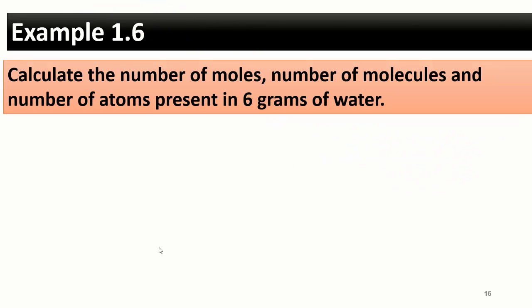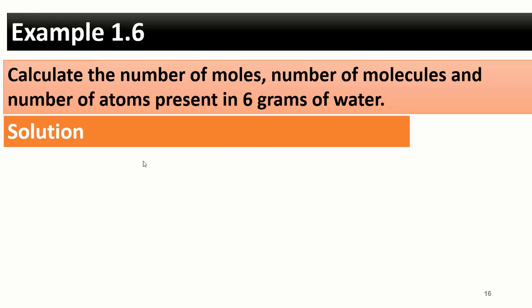Now there is an example 1.6 of chapter number 1. Let's see the statement. Its statement is that calculate the number of moles, number of molecules and number of atoms present in 6 gram of water. You are provided with 6 gram of water, and in 6 gram of water you have to find out the number of moles, number of molecules and number of atoms.